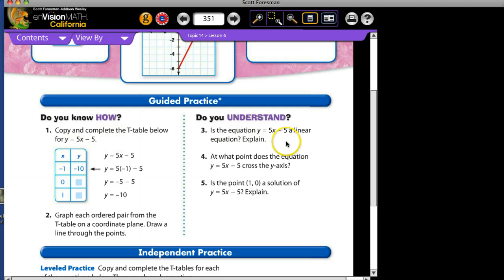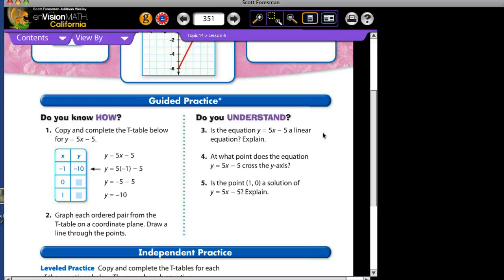Okay. Then it asks, is the equation y equals 5x minus 5 a linear equation? And explain. So there's a few different ways you can do this. You can plug in different values for x, find out what y is, create a t-table, take those ordered pairs, plot them on to a coordinate plane, and then connect them with a line and see if they are.